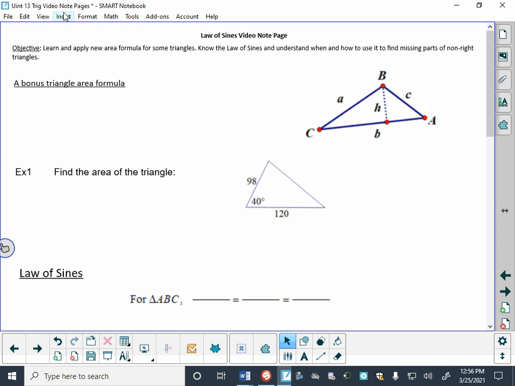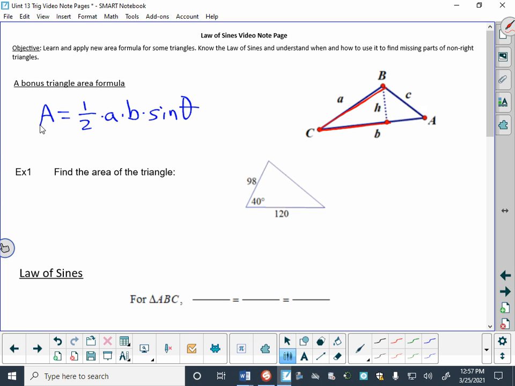So our bonus area formula is that in certain situations, if you have the appropriate information, then the area of a triangle can be found by doing 1/2 times A times B times the sine of theta. The idea here is that if we know A and B, this side and this side, and we know the angle in between them, this is a side-angle-side situation in this triangle.